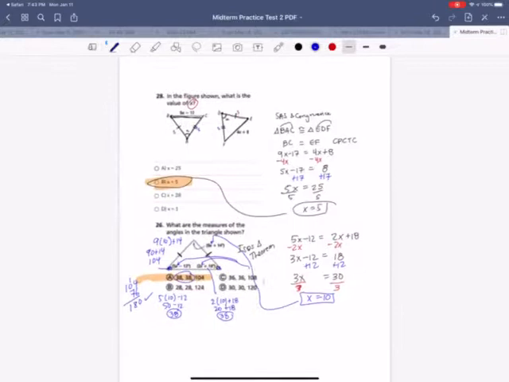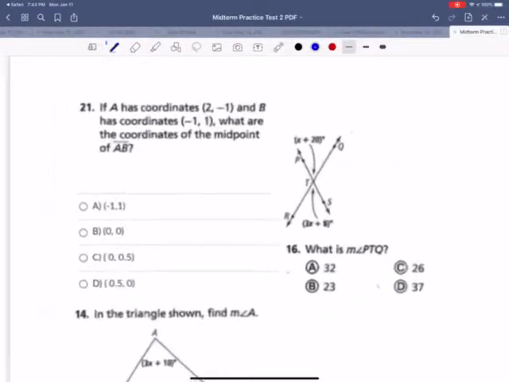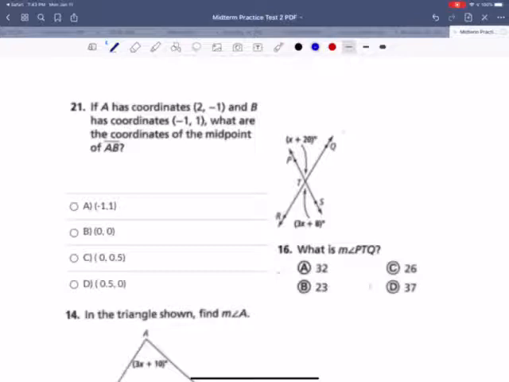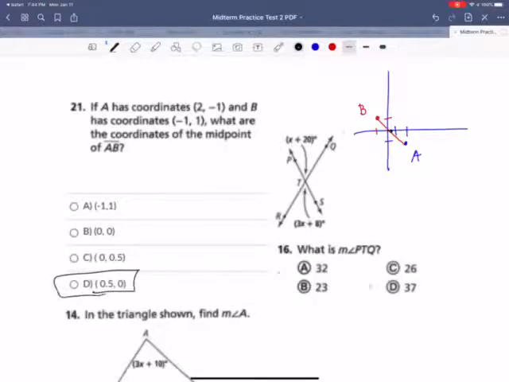Nice work. All right, let's look at another one. Coordinate A is 2, -1. Coordinate B is -1, 1, okay? Where would be the midpoint? If I draw a line here, it looks like the midpoint would be somewhere here. I didn't draw that perfect, but somewhere there. So that looks like maybe 0.5, 0. Okay, so that's my guess.